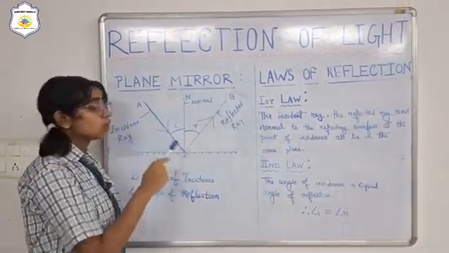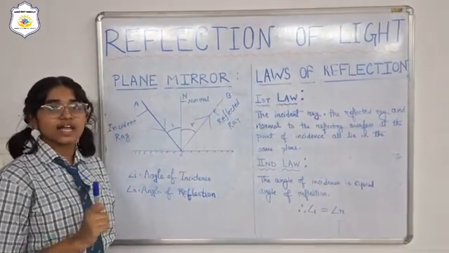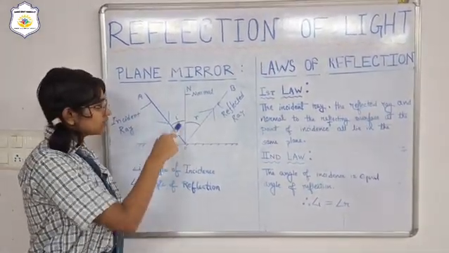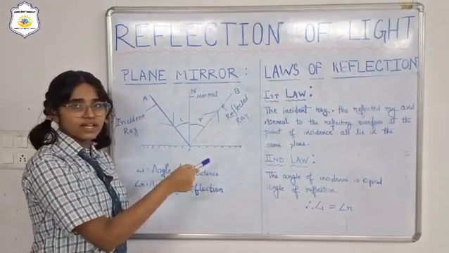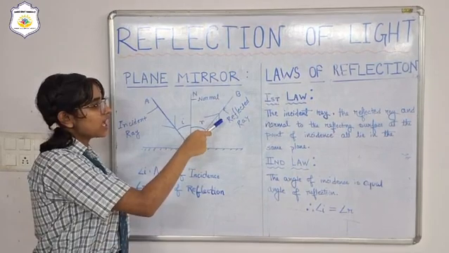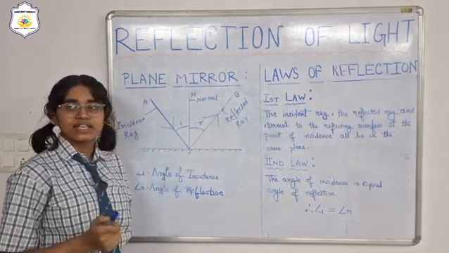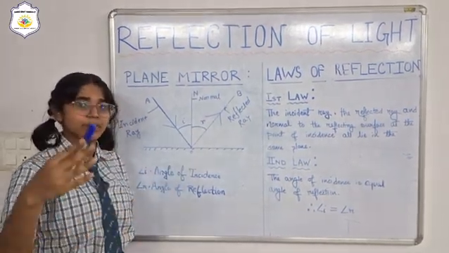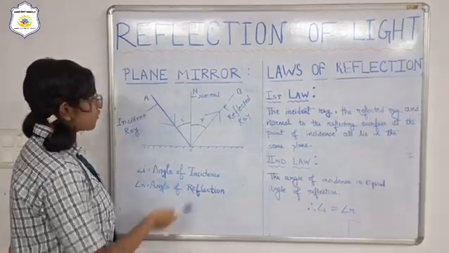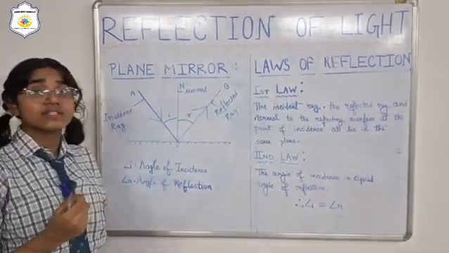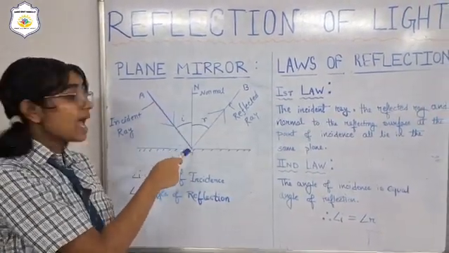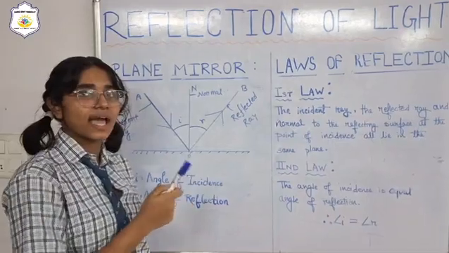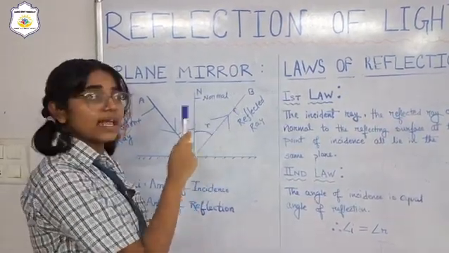This is the normal. Normal is an imaginary line that is perpendicular, that is 90 degrees, with the reflecting surface. And then we have the reflected ray. Reflected ray is the ray of light that gets reflected back to the same medium. Next we have the angle of incidence. Angle of incidence is the angle between the incident ray and the normal, and the angle of reflection is the angle between the reflected ray and the normal.